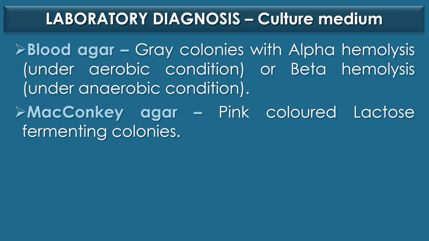And next, the colony morphology on culture medium. In blood agar, Streptococcus pneumoniae is observed as gray colonies with alpha hemolysis under aerobic conditions or beta hemolysis under anaerobic conditions after overnight incubation. In MacConkey agar, Streptococcus pneumoniae shows pink-colored, lactose-fermenting colonies.